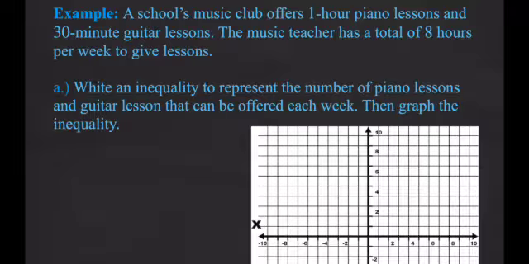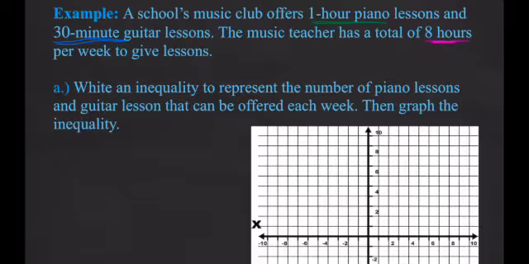So we are going to first make ourselves an inequality. We're going to specify what our variables are and what they mean. So we have 1-hour piano lessons. That's one thing we need to know. We also need to know that he gives 30-minute guitar lessons. And the last thing, that he has a total of 8 hours every week that he can do this. So we're going to look at this in terms of each week and also in terms of hours.